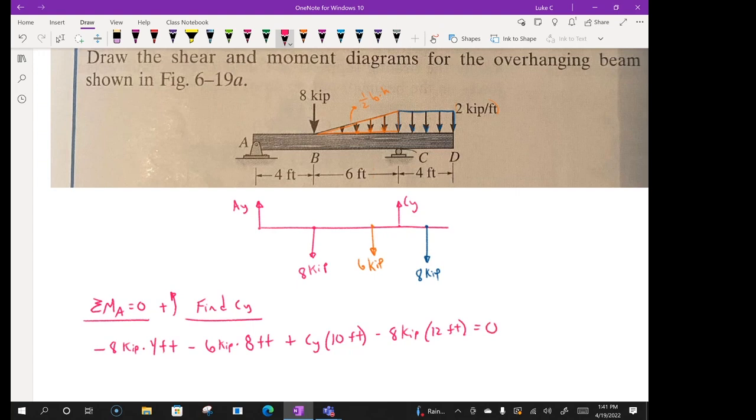Am I correct in that moment equation? Yeah, it looks right. Makes sense to me.